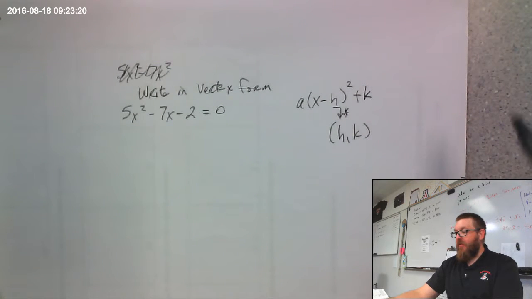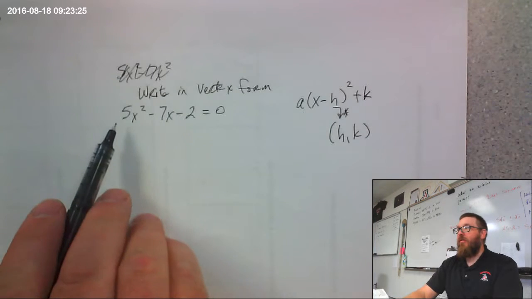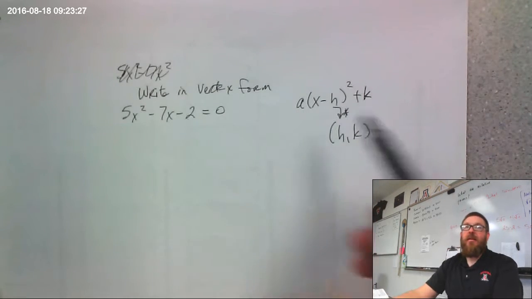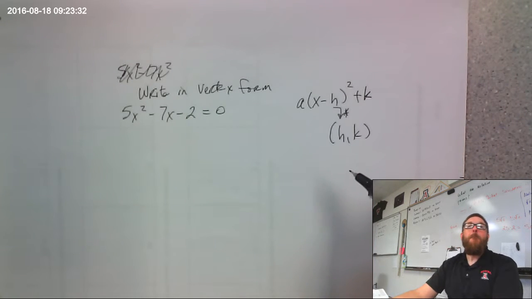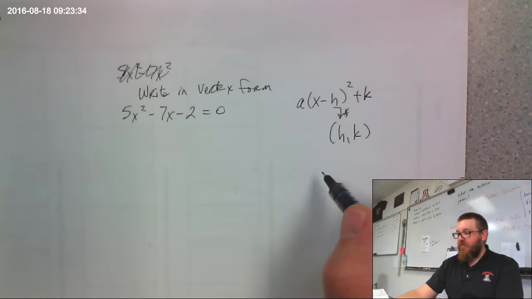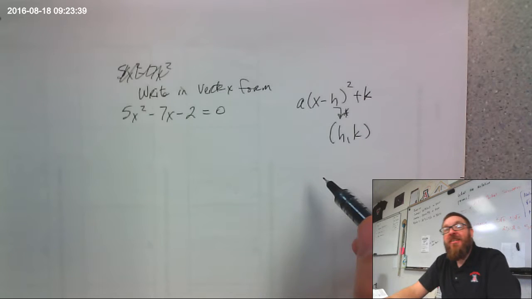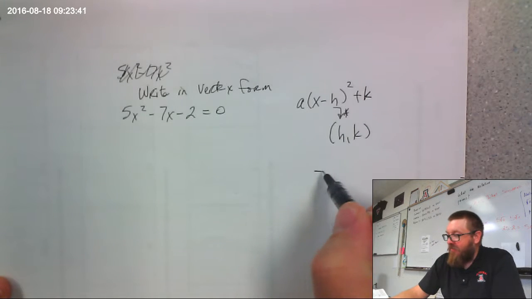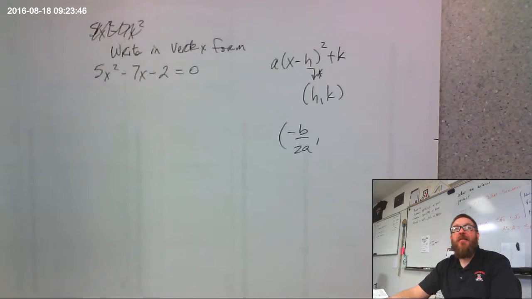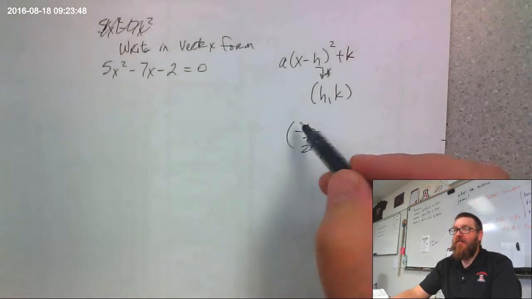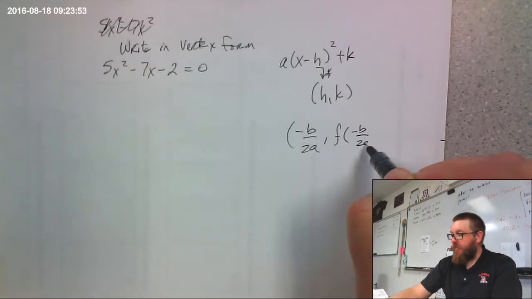Let's see here. A clue is A is going to be 5. See? A is A. H and K are different than B and C. So it doesn't just go like that. Do you guys remember how to find the vertex real easy? It's negative b over 2a. That's the x coordinate. And then how do you find the y coordinate? Plug that in. Plug in x and you see what y is. So, and that's how you can write that.